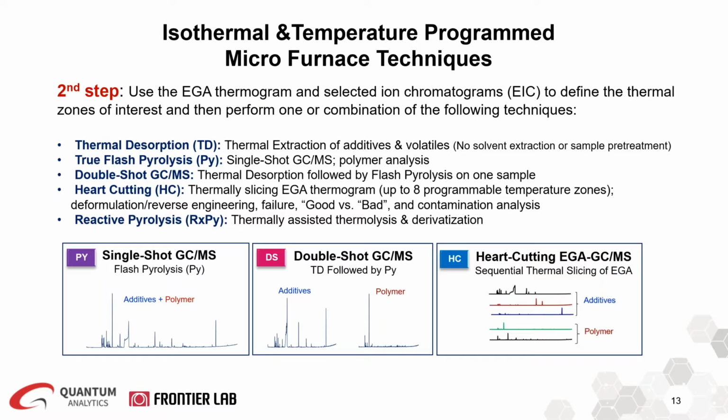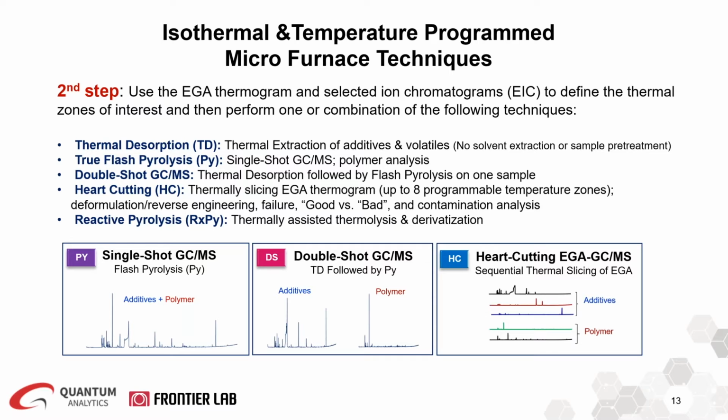After obtaining the EGA thermogram, you can analyze the peaks using the Xsurge EGA MS library. If it's needed to further analyze the sample, EGA guides you to the next step. You could perform thermal desorption, which is used for analyzing additives and volatiles, but the key point here is that you are thermally extracting the additives and volatiles from the mixture, so any sample extraction or sample preparation is eliminated.